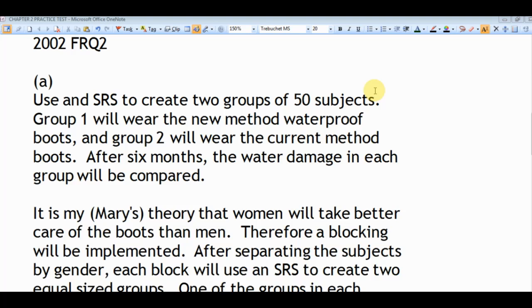So, part A: describe an experiment that uses 100 volunteers. Include a few sentences on how it would be implemented. Did anybody use a completely randomized design? The easiest one to do. Nobody used a completely randomized design? Yes. Tell me what you wrote.